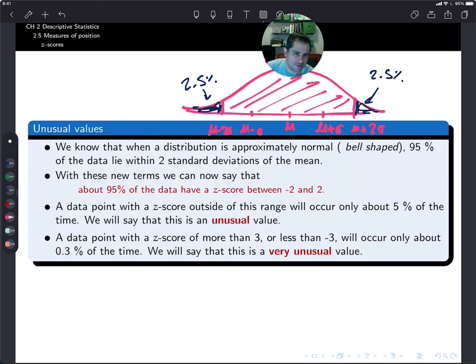This term is not used straight across the board, but in some textbooks we use it. And if it's more than 3 or less than -3, remember that captures 99.7% of the data, and then they call that a very unusual value. So sometimes they can ask you whether a value is unusual in this data set. What we need to do is find the z-score. If it's more than 2 or less than -2, it's unusual. If not, it's not. Okay, so this is how we start this short video.